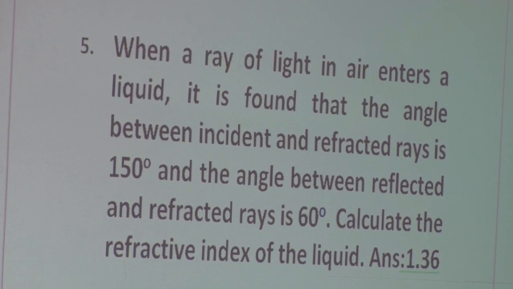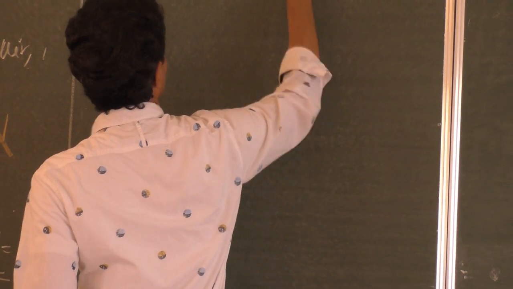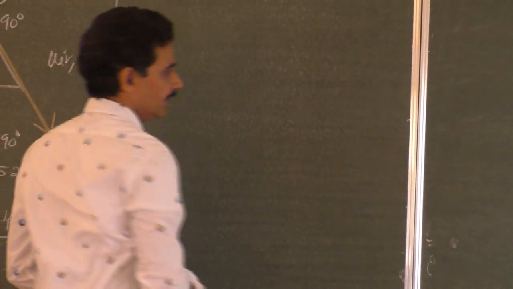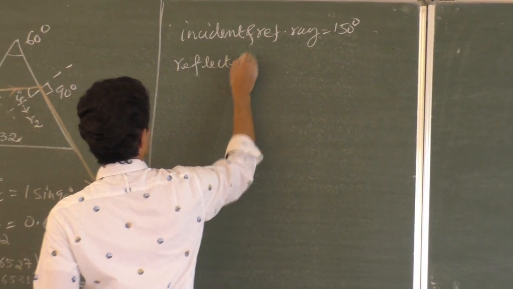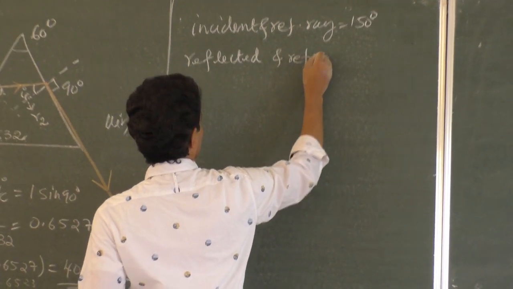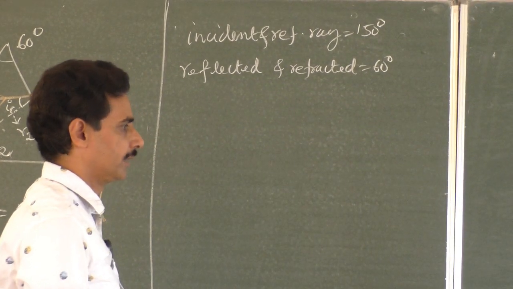That is enough. So we will try to recap, or we will try to indicate it in a diagram. Picturize it. Angle between incident and refracted ray is 150. Angle between reflected and refracted ray is 60. So I will write it here. That is what is given. So we must be able to put it in a diagram.